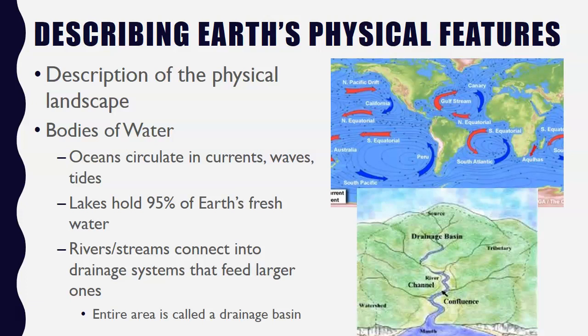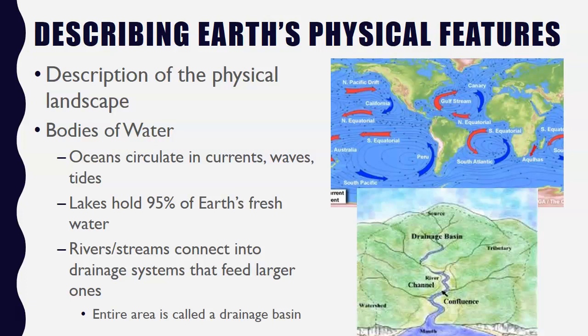Lakes hold about 95% of Earth's fresh water, and those freshwater lakes were formed by glaciers thousands of years ago. We also have saltwater lakes, and usually those are created when creeks or rivers carry salts into a lake, but then there's no outlet to carry the salt away.